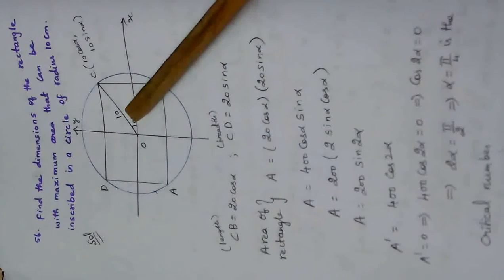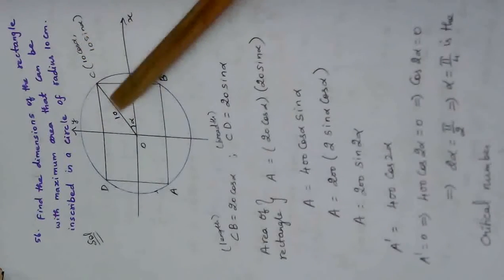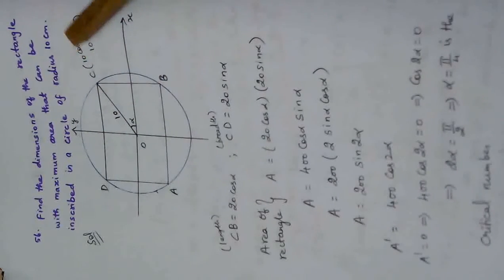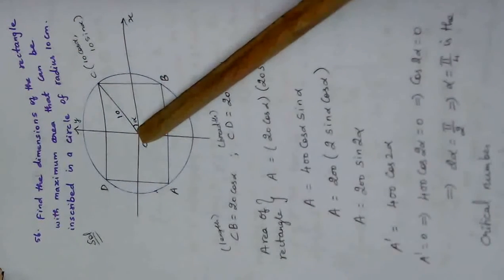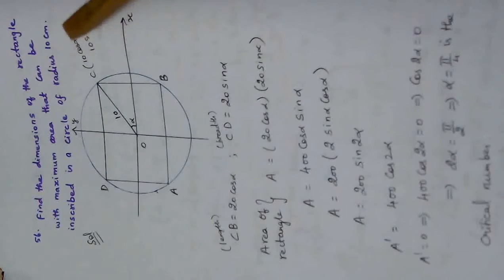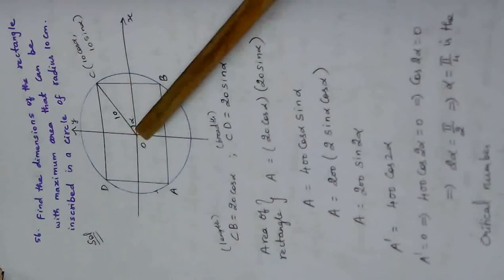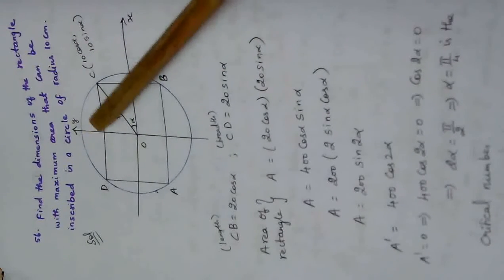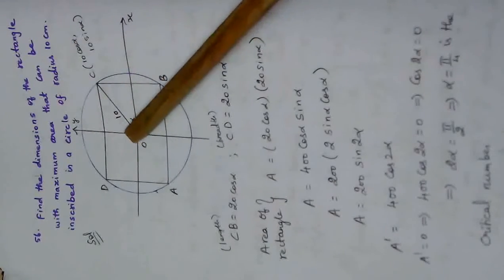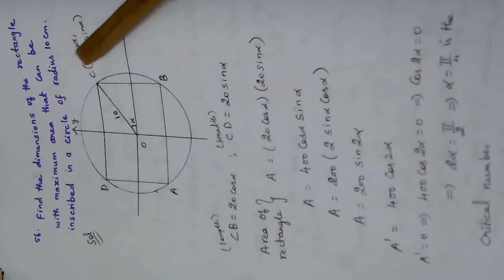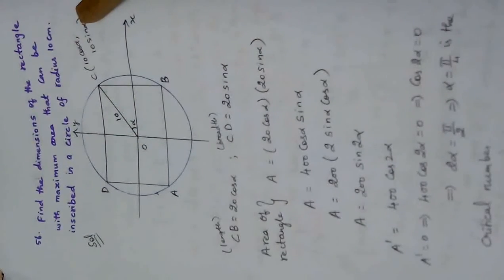By taking sin alpha and cos alpha, we can say this length is 10 cos alpha. Which length? From O to this point. 10 sin alpha, what is that y length? From O to this point. So since this length is 10 and the angle is alpha, this becomes 10 cos alpha and 10 sin alpha.